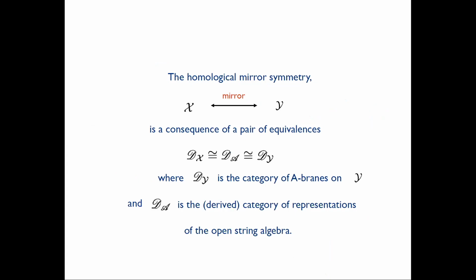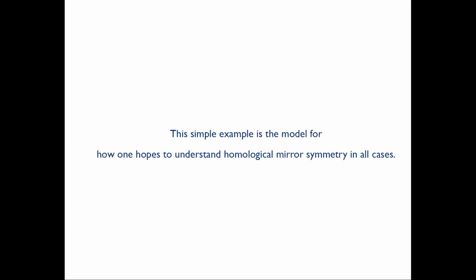So homological mirror symmetry is actually a consequence of a pair of equivalences, where the category of branes on X and the category of branes on Y are equal because they're both equal to the category of representations of the open string algebra. And the open string algebra is simply the same on the two sides. Okay. So this is the simple example of the model of how you hope to understand mirror symmetry in all cases. And as far as what's known, this kind of cylinder example, or maybe when the target is a disk, is pretty much what mathematicians knew.